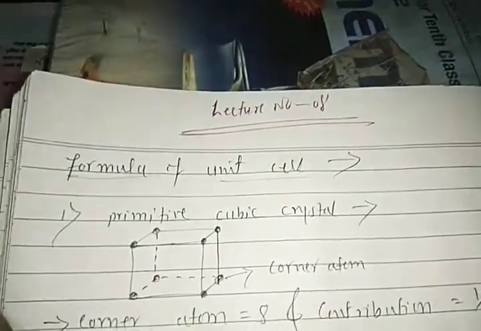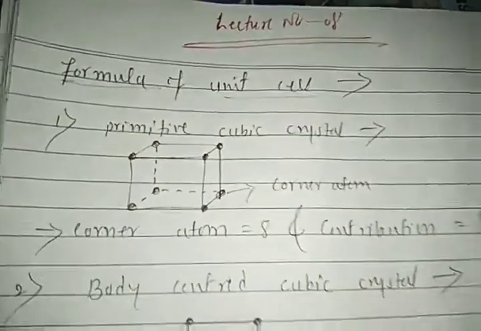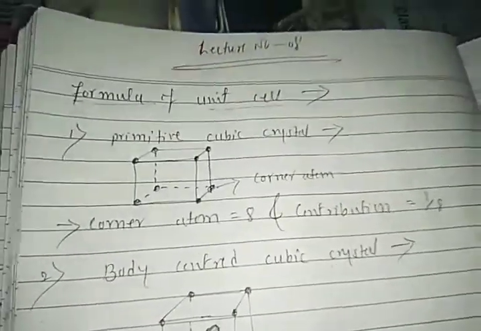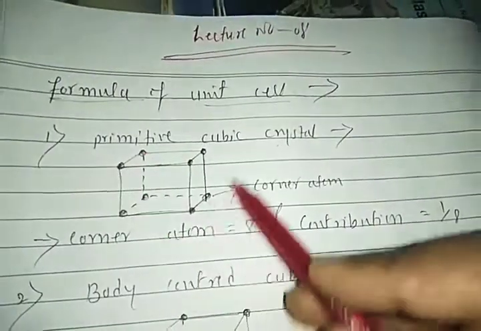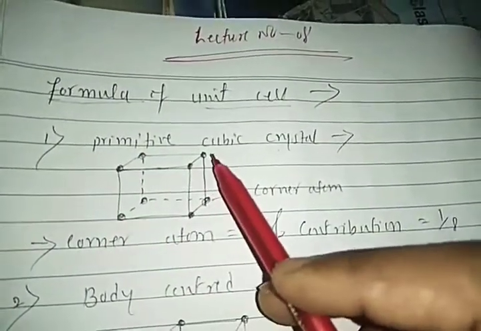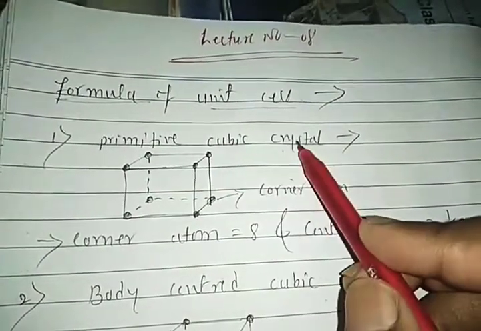Before calculating the formula, we have to know the number of atoms on the face center and edge center. So let's see the number of atoms in the primitive cubic crystal. The primitive cubic crystal means the atoms are present only at the corner.